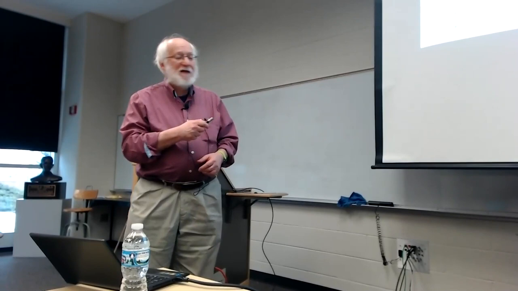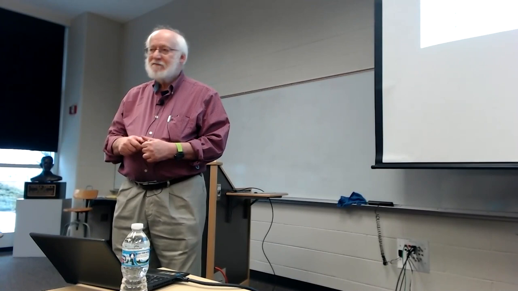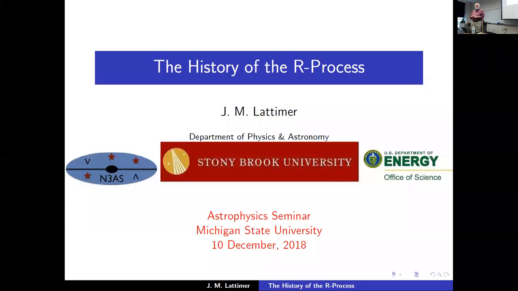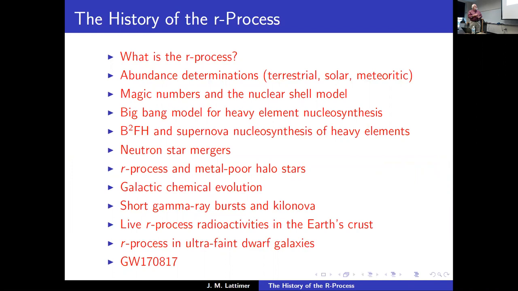The story really begins with the first abundance determinations, both of the Earth's crust, then the sun and stars, and meteorites, and finally what we think are the actual cosmic abundances of the elements. And along the way, we will see the appearance of certain special numbers, now called magic numbers, and the ultimate development of the nuclear shell model that was able to explain the appearance of these numbers. And it has an important role because in heavy element nucleosynthesis, these numbers produce abundance peaks in the elements.